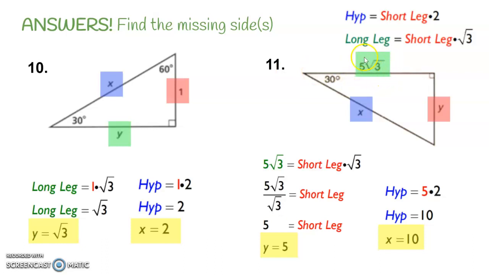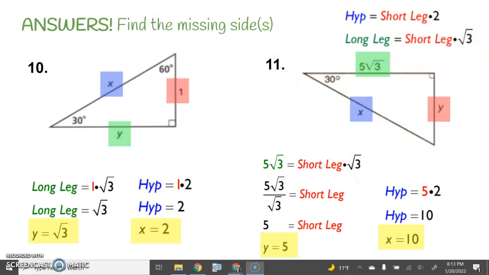Because you were given the value of the long leg, you had to use the bottom formula. So you were given the green value, so you had to use the green formula. The long leg equals short leg times root 3. To undo the multiplication of the square root of 3, I chose to divide both sides by the square root of 3. So here on this side I divided by the square root of 3, and same thing on this side. Hence how I got to this next step.